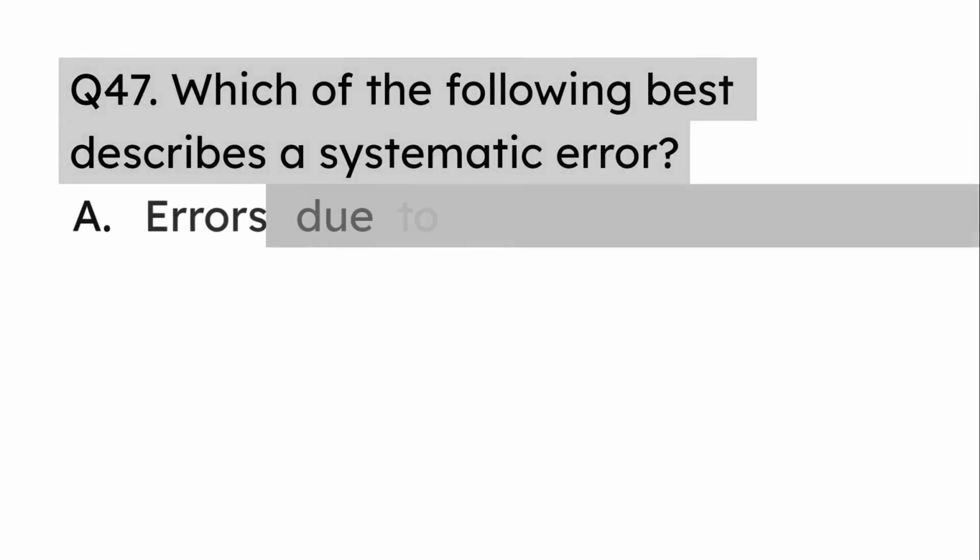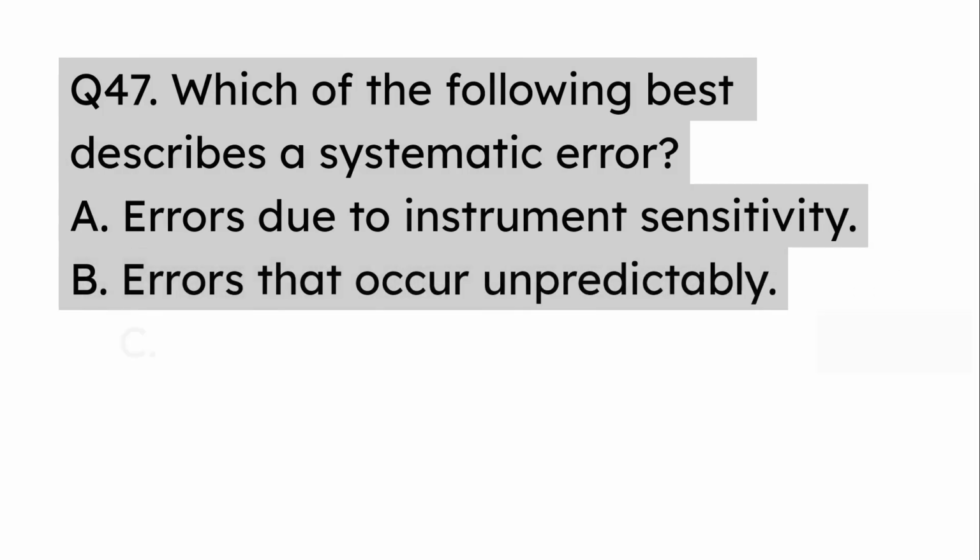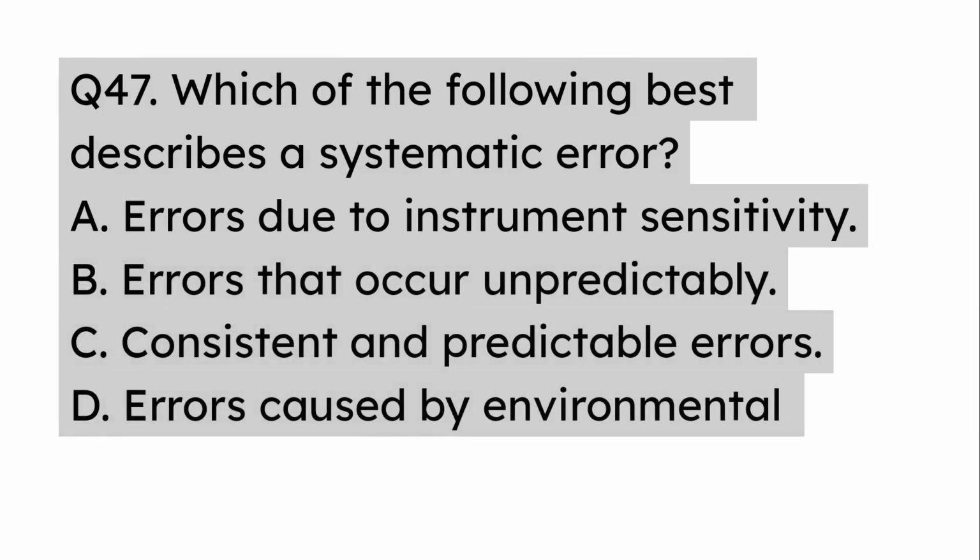Q47. Which of the following best describes a systematic error? A. Errors due to instrument sensitivity. B. Errors that occur unpredictably. C. Consistent and predictable errors. D. Errors caused by environmental changes.